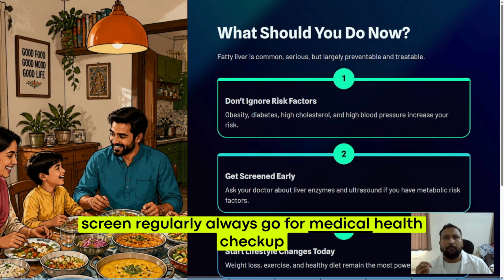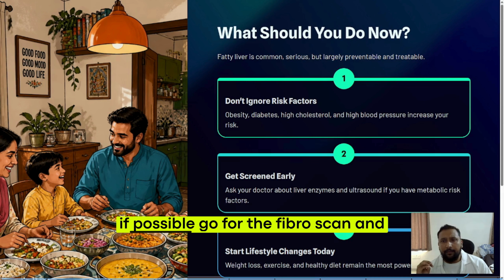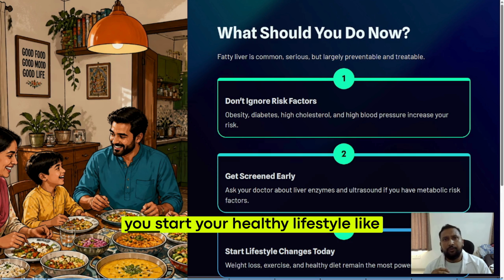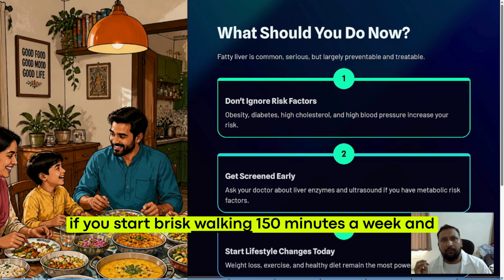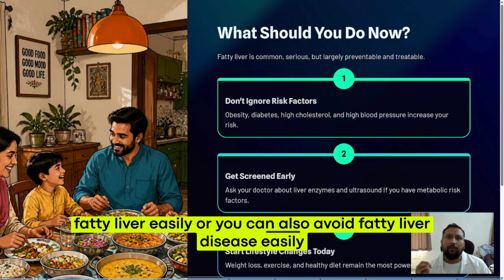Always go for a medical health checkup regularly for the liver enzyme level and for ultrasonography, and if possible go for the fibrosis scan. And one thing I also want to suggest: if you start a healthy lifestyle, like brisk walking 150 minutes a week, lose weight, and maintain a healthy diet, you can manage fatty liver easily, or you can also avoid fatty liver disease easily.